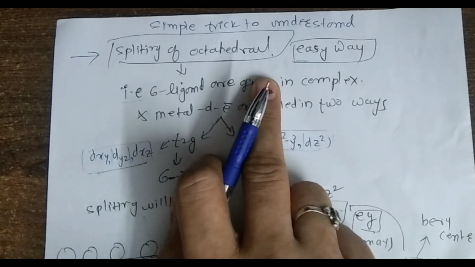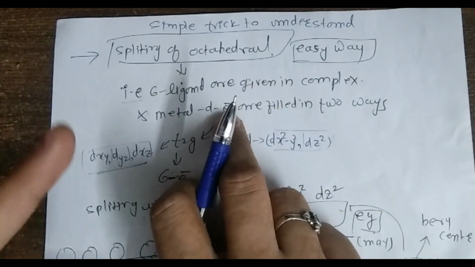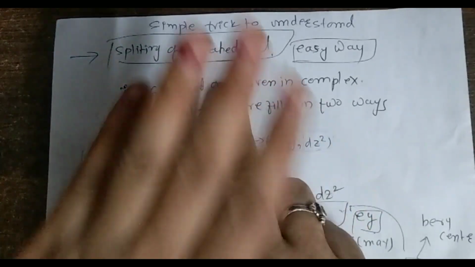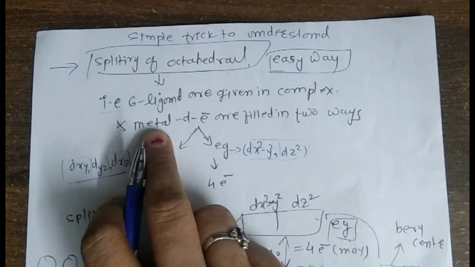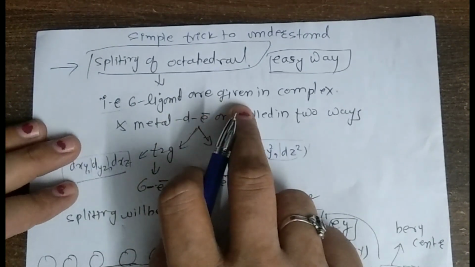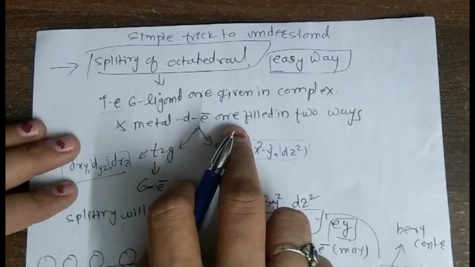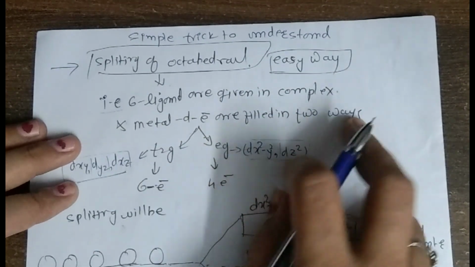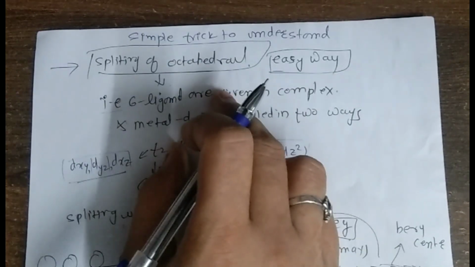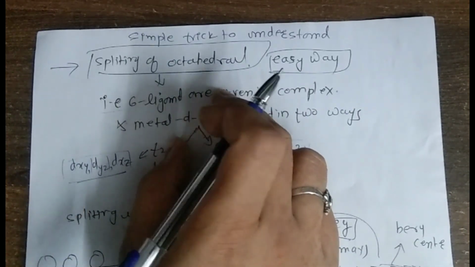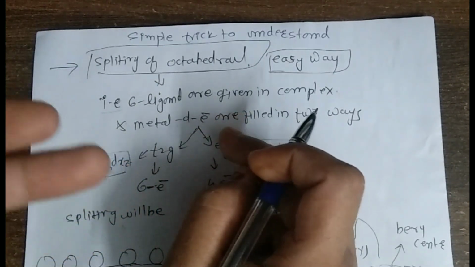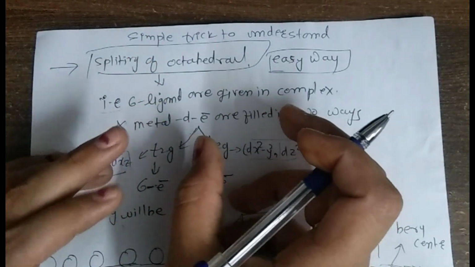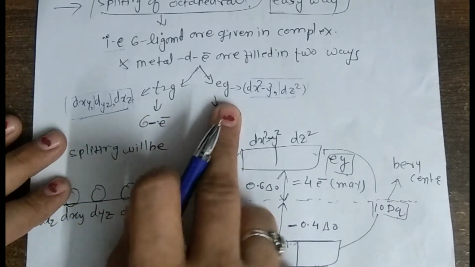Whenever an octahedral complex splits, there is splitting of the d orbitals, of which there are 5. In the complex 6 ligands are present, and the metal d electrons are filled in two ways. Octahedral means the 6 ligands are present in the complex, and the d orbitals split into two sets, that is T2g and Eg. Here the T2g and Eg orbitals are shown.